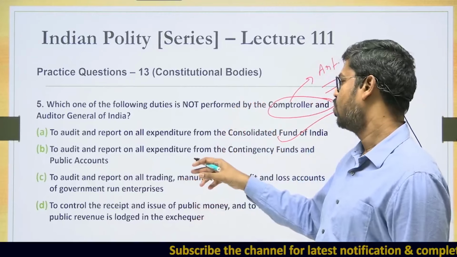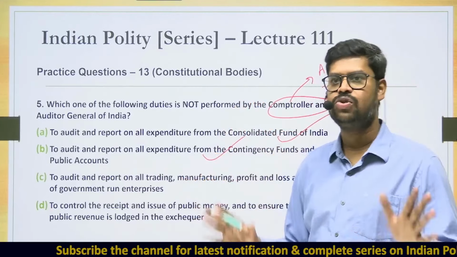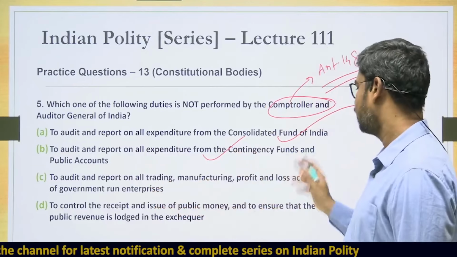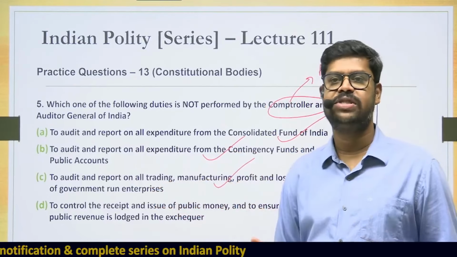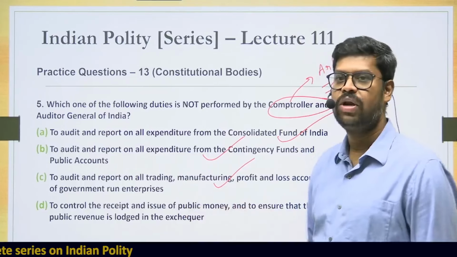To audit and report on all expenditures from the contingency fund and the public accounts, that is also true. To audit and to report on all trading, manufacturing, profit and loss accounts of the government enterprise, that is, they also audit the public sector undertakings and their accounts. So that is also true. So we are left out only with D.